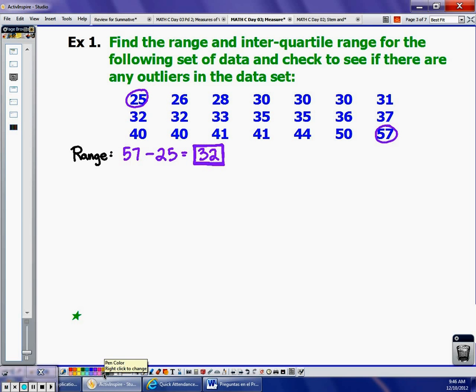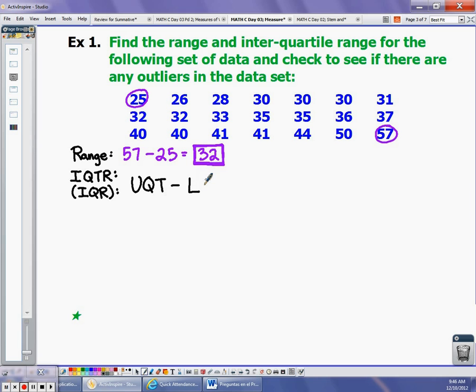Now what we want to do is find the interquartile range. We can say IQTR for interquartile range, and there are some people that abbreviate it as IQR. To find the interquartile range, we need to take our upper quartile and subtract our lower quartile. Now, that means we have to find out what our upper quartile and our lower quartile are.